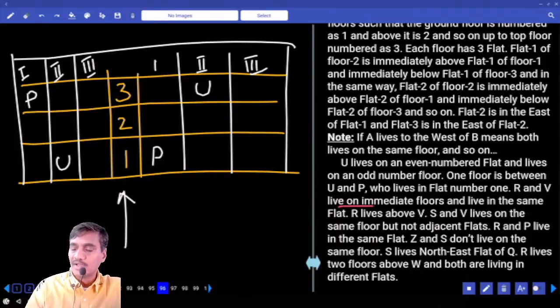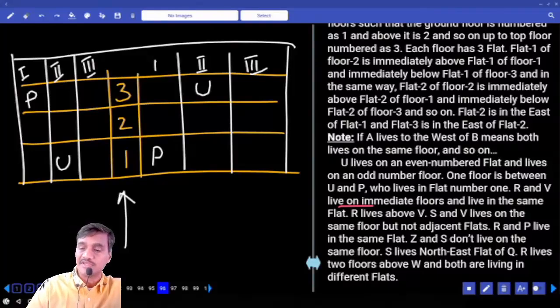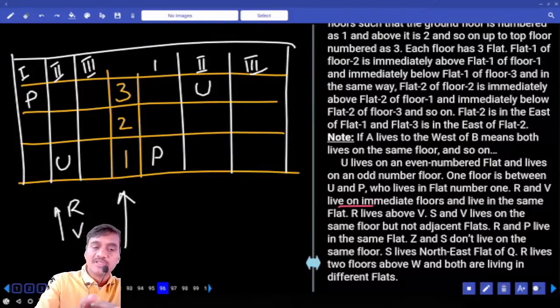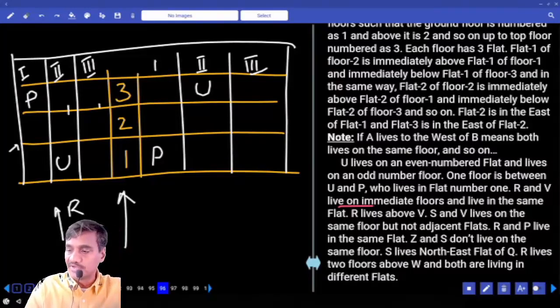And next one, R and V live on immediate floors. Where are these two? R and V are on immediate floors and live in the same flat. R lives above V, and R and V are staying together. So tell me how many possibilities come. R and V can be like this, like this, like this. Now there are 3 different possibilities.